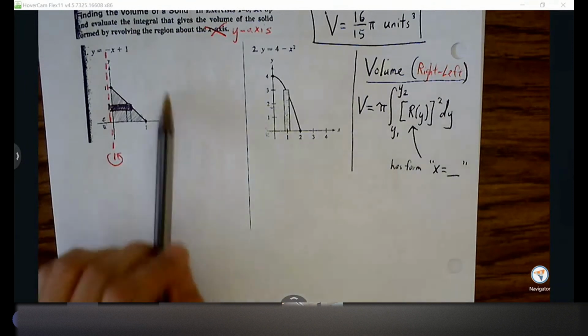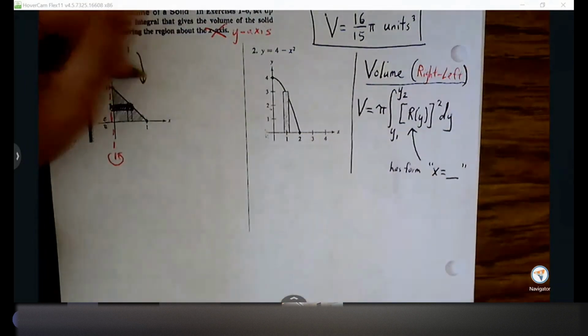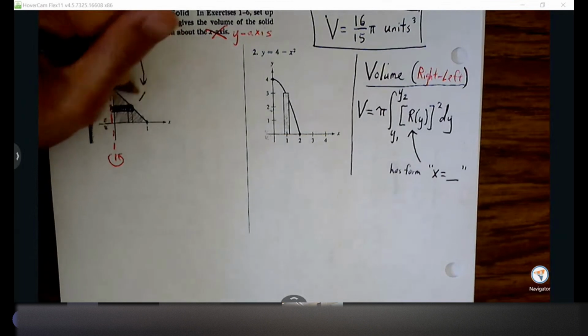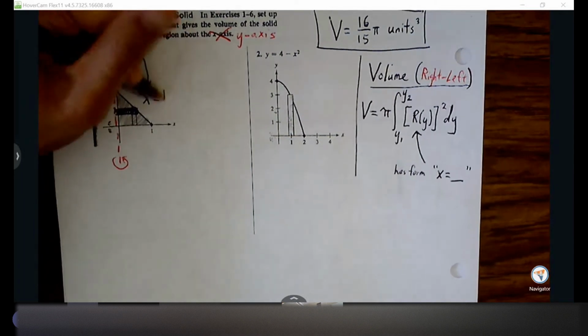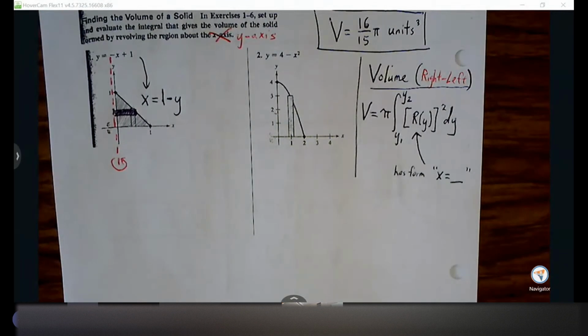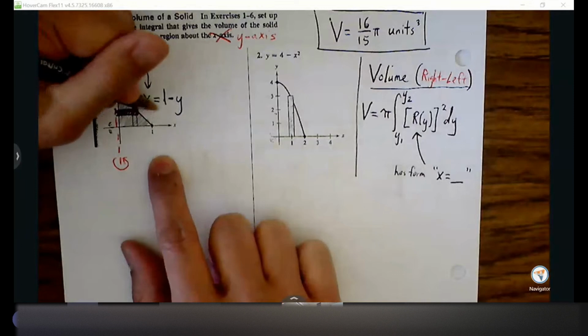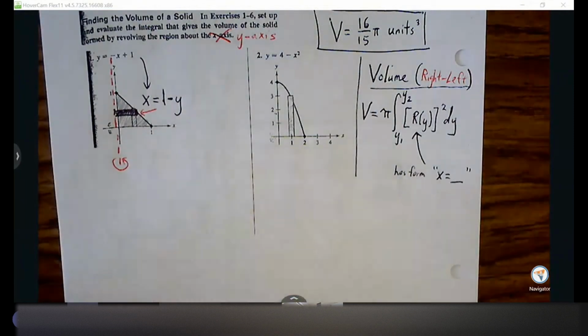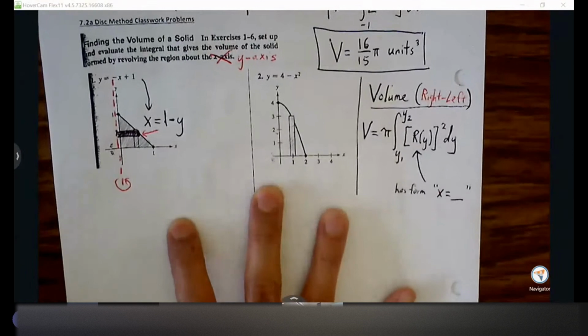So what would this look like then? Yeah, you're right. Negative y plus 1, or 1 minus y. Yeah, either way, x equals, either way is fine. I'm going to point to that, it's referring to that diagonal line. Okay, I think we have everything that we need.